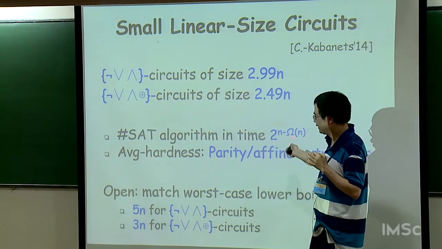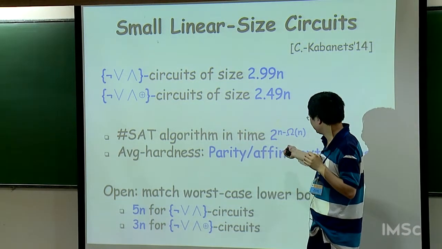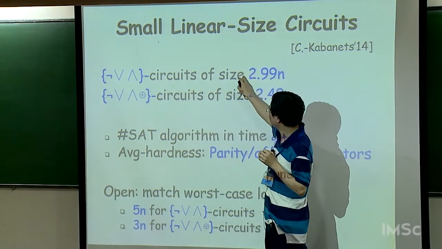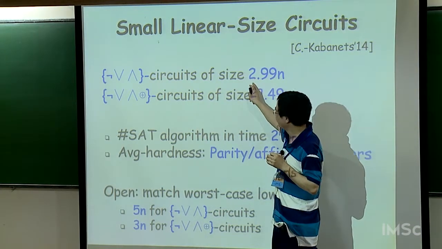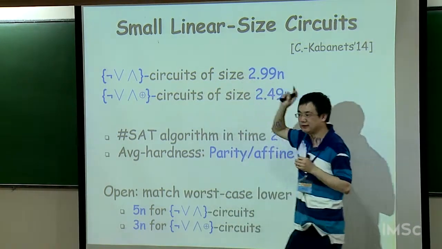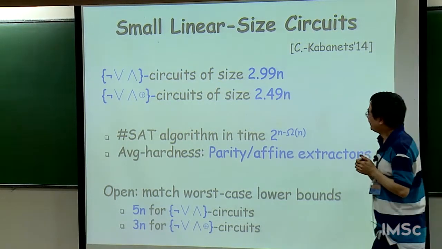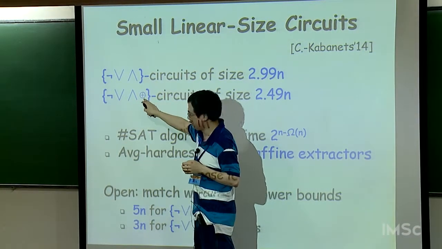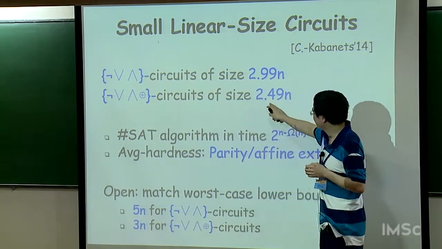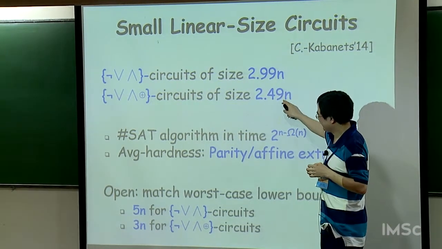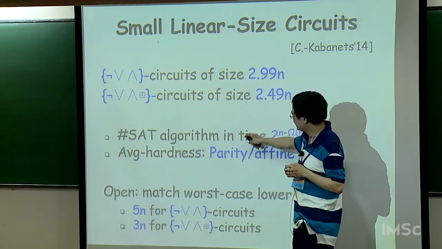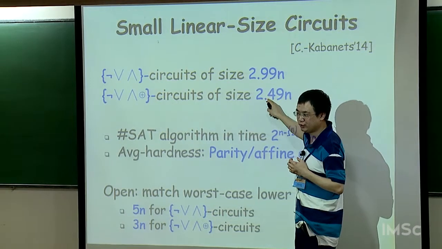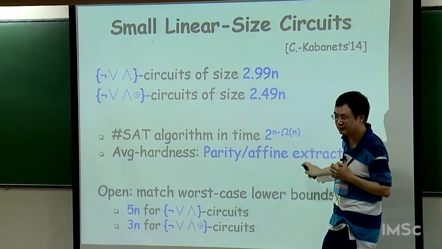So by generalizing gate elimination, we can get satisfiability algorithms running in non-trivial time, and also average case hardness of computing parity using such kinds of circuits over De Morgan basis. And for circuits over the 4 binary bases, which also allows parity, so for size 2.49n, the same results hold. There are also satisfiability algorithms, and it has exponentially small correlation with affine extractors.